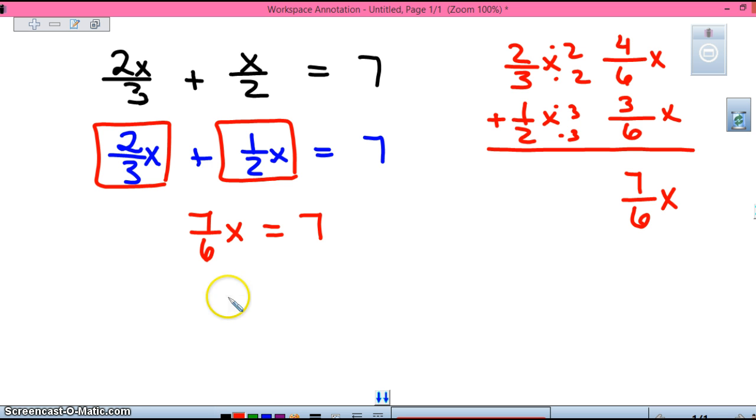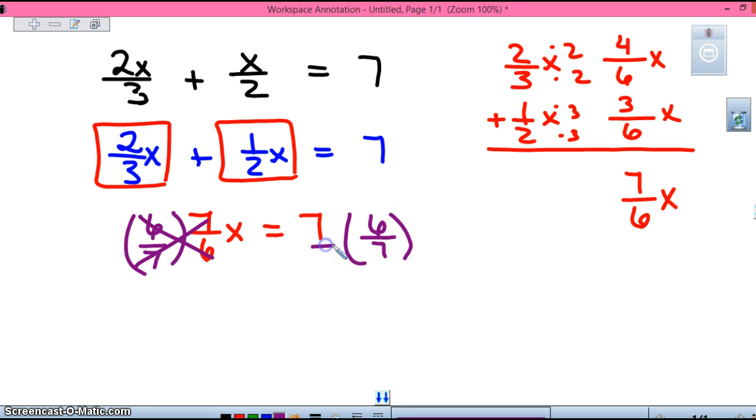What do we have to do when we're multiplying times a fraction? We have to multiply times its reciprocal, right? What you do to one side, you do to the other. Can we cross cancel? x equals 6.